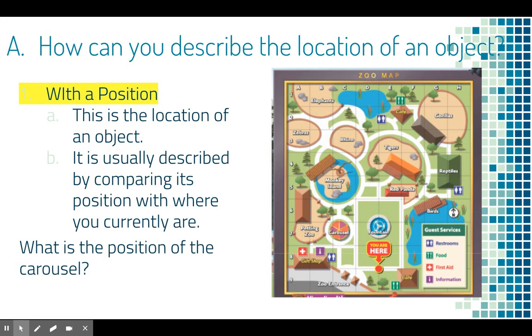Part A, how can you describe the location of an object? Well, first of all, you can describe it with a position. So this is the actual location of the object, and it's usually described by comparing its position with where you currently are. So I might say, what is the position of the carousel? So if we find the carousel on there, I may say, well, it's to the northwest of me. Or I could say it's in front of me to the left. Okay, but that would be describing the position of the carousel.